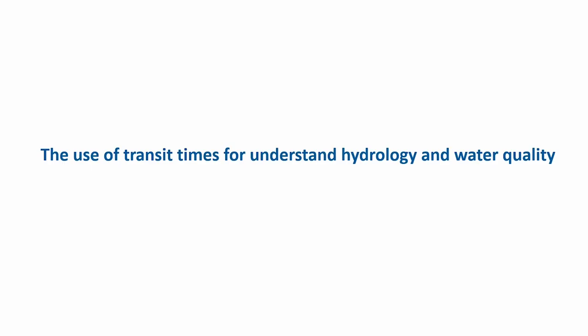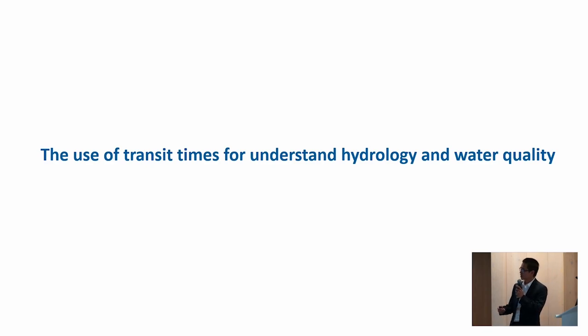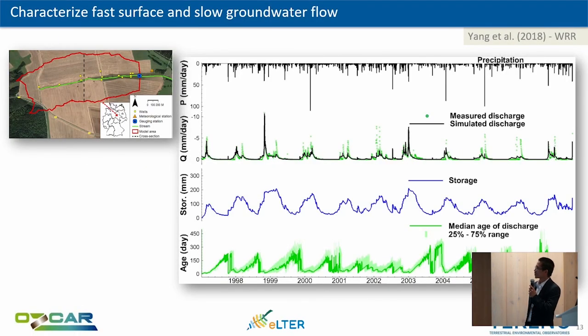So far we have talked about the transit time, how to estimate it, and the uncertainty, but we need to move on. So what is the use of transit time for understanding hydrology and water quality? Let's go back to the previous study by Yang et al.